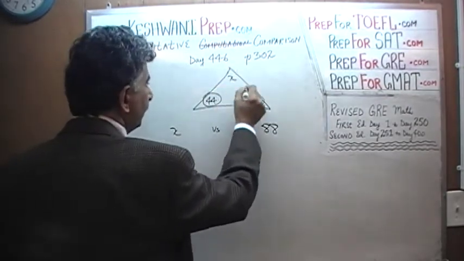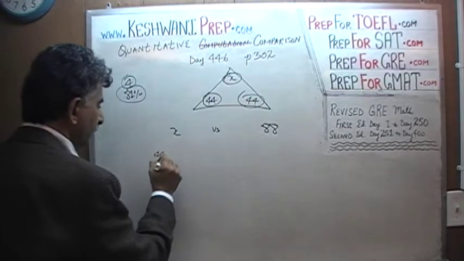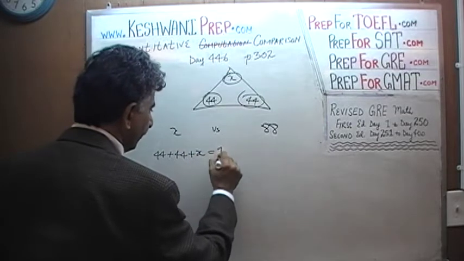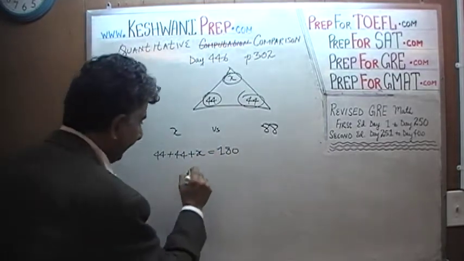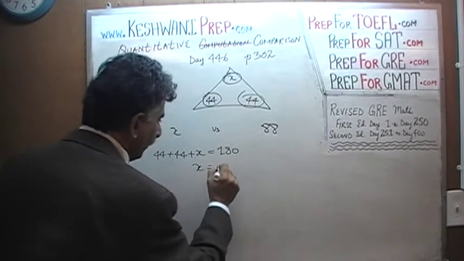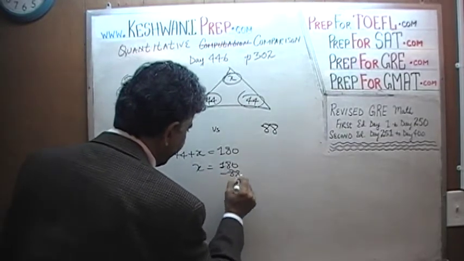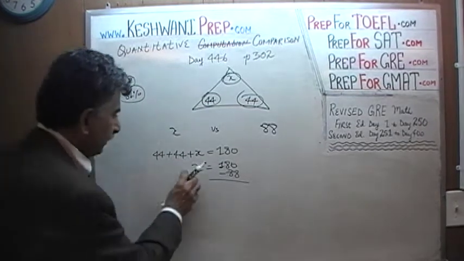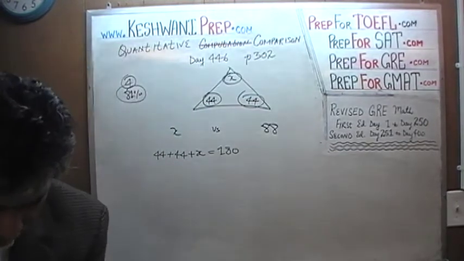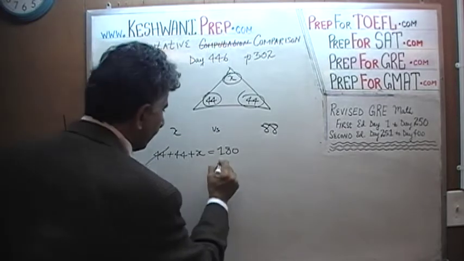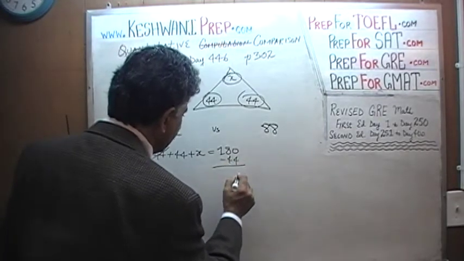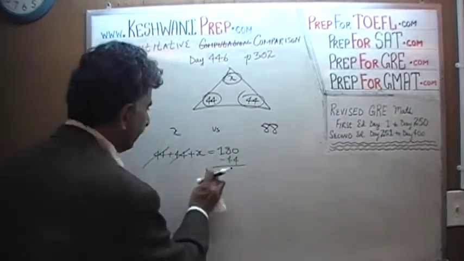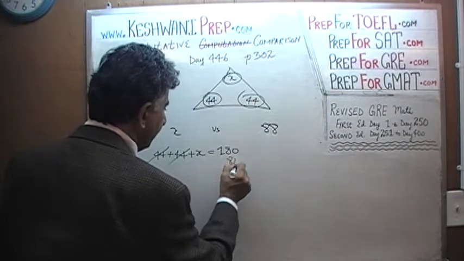Well, since it's a triangle, 44 plus 44 plus x has to equal 180, which means x equals 180 minus 88. Let's find out what 180 minus 88 is. Let's just subtract 88. 44 plus 44 is 88. Let's just subtract 88 from it. X equals 180 minus 88.